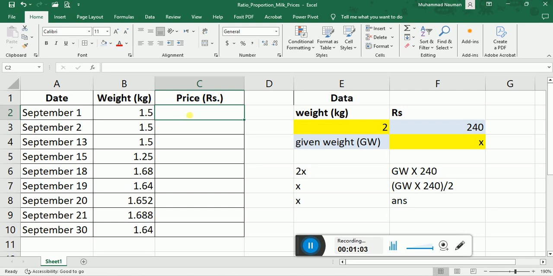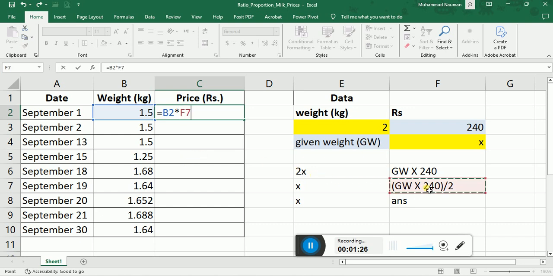Now put the formula in this cell: equal to the given weight for September 1, which is this, then the multiplication sign star, multiply by 240. To fix this cell we will place the dollar sign before and after the F alphabet.